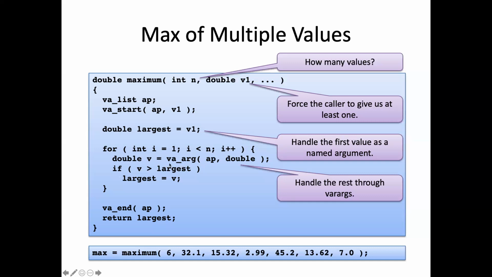So again, va_arg to get the next parameter off the stack. But I expect it to be of type double. So every time I call this, you can think of it as moving 8 bytes ahead on the stack, the size of a double. And then if that's a new largest, then that's my current winner. Once I'm done, I clean up and then return the largest.